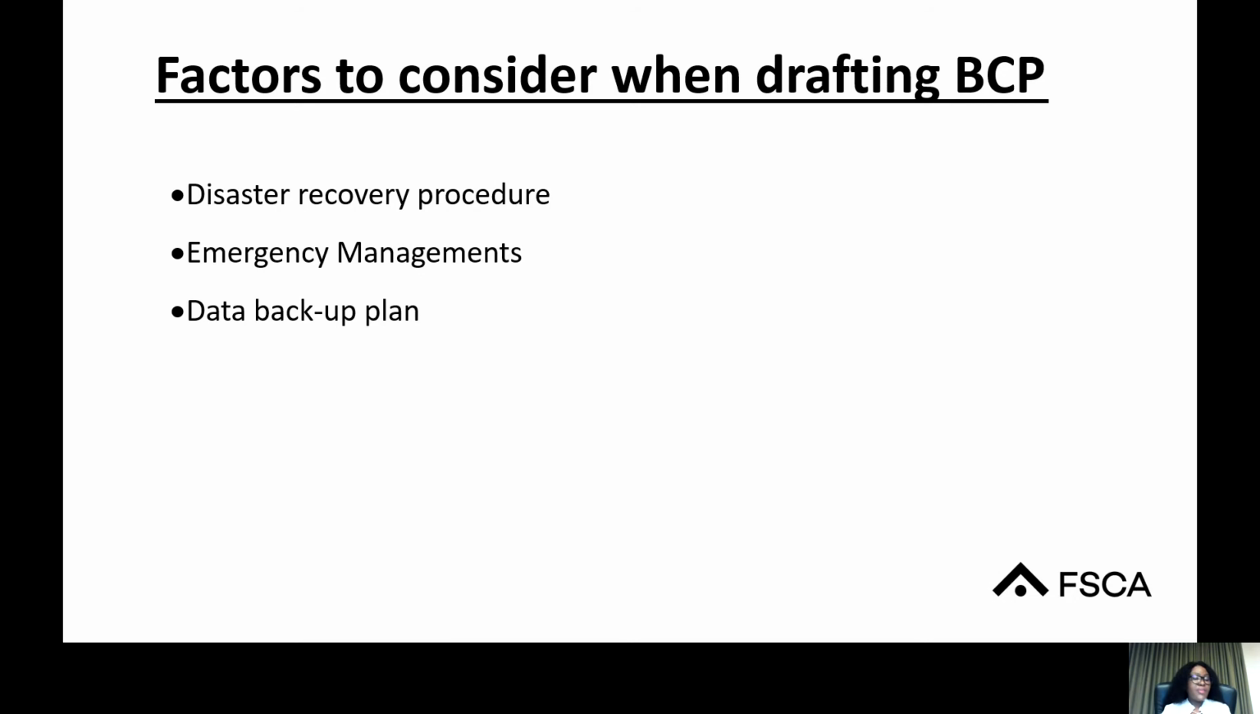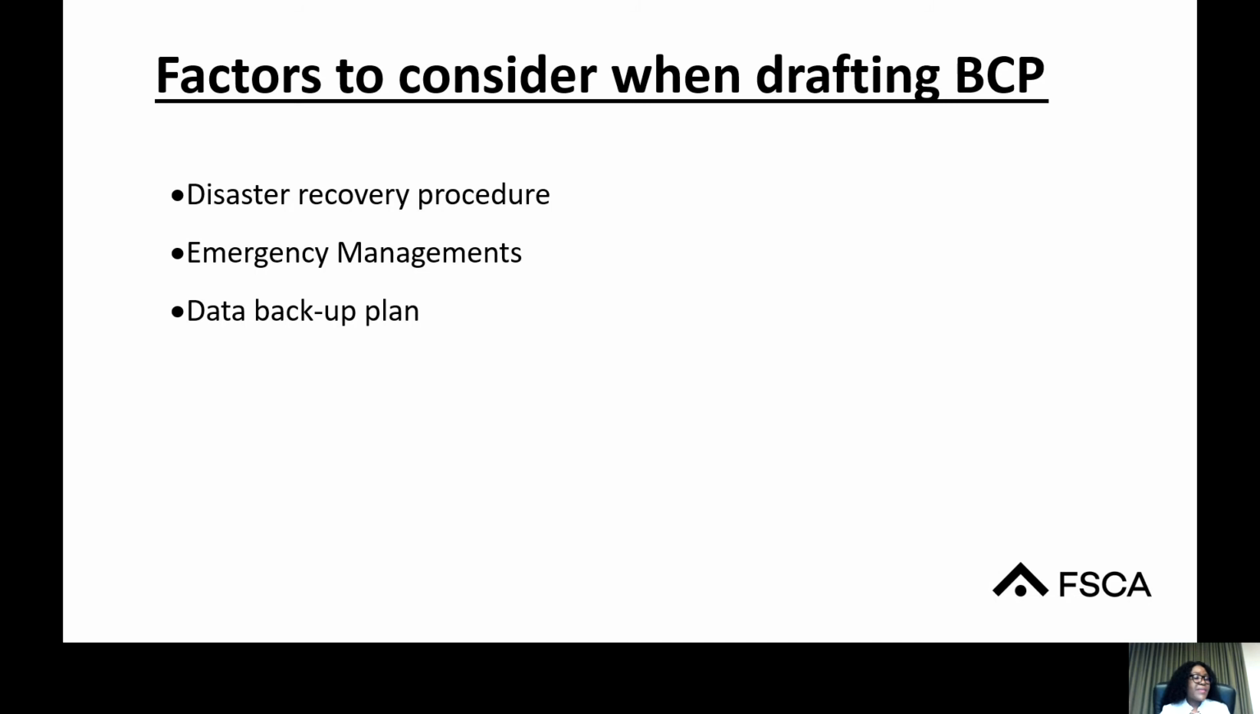Or would you lose important information, making it impossible for you to perform your duties? I mean, are there any adequate recovery systems that are tested regularly? So those are the things that you need to consider when drafting a business continuity plan.